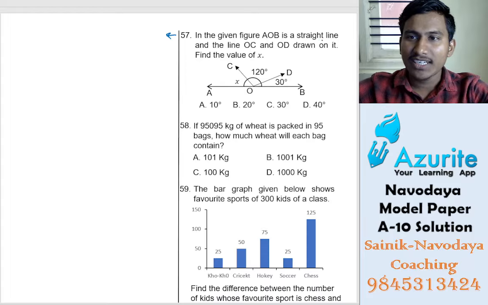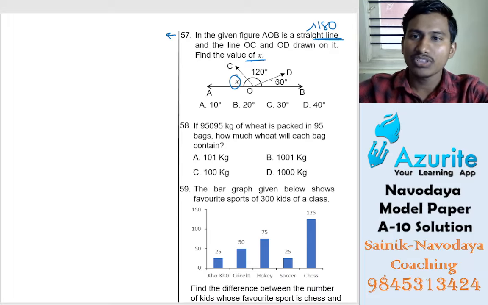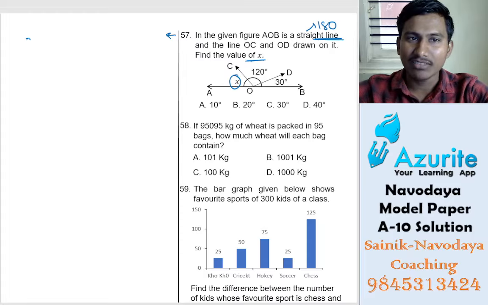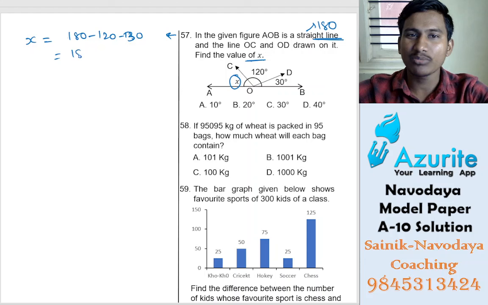In the given straight line, which means 180 degrees, we have to find angle X. So X means how much here? This total is 180 degrees. From that 180 degrees we have to subtract 120 and 30 degrees. That is a total of 150 degrees to subtract. If you subtract 150 degrees, 30 degrees will be the answer. Right? Option C.